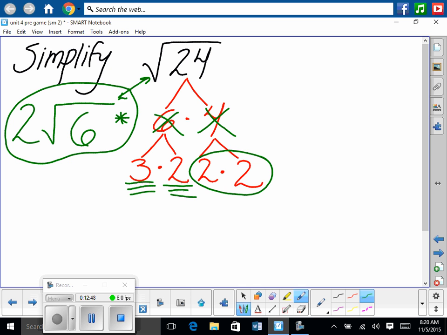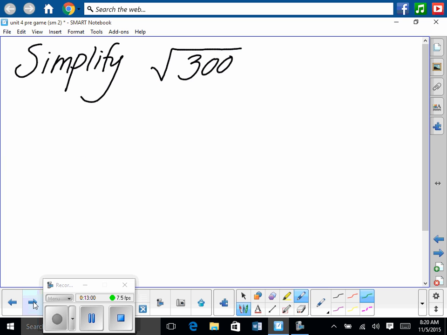Everybody's good with that. From now on, if you're given a square root, I expect you to have this answer. That is expected at this level. No more decimals for us. Everybody's good. All right, let's do another one.